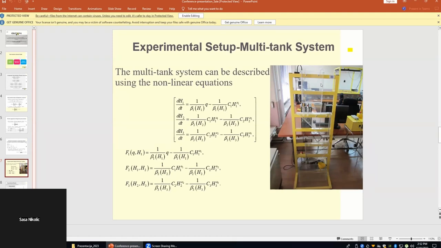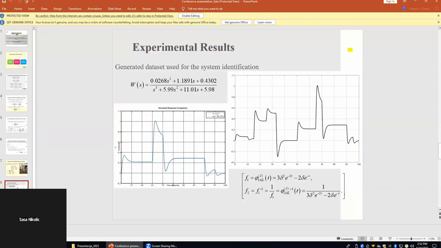The multi-tank system can be described using the nonlinear system equation. In order to evaluate the proposed Hammerstein-Wiener structure with improved almost orthogonal functions of Legendre type, we conduct experiments with the given multi-tank system.